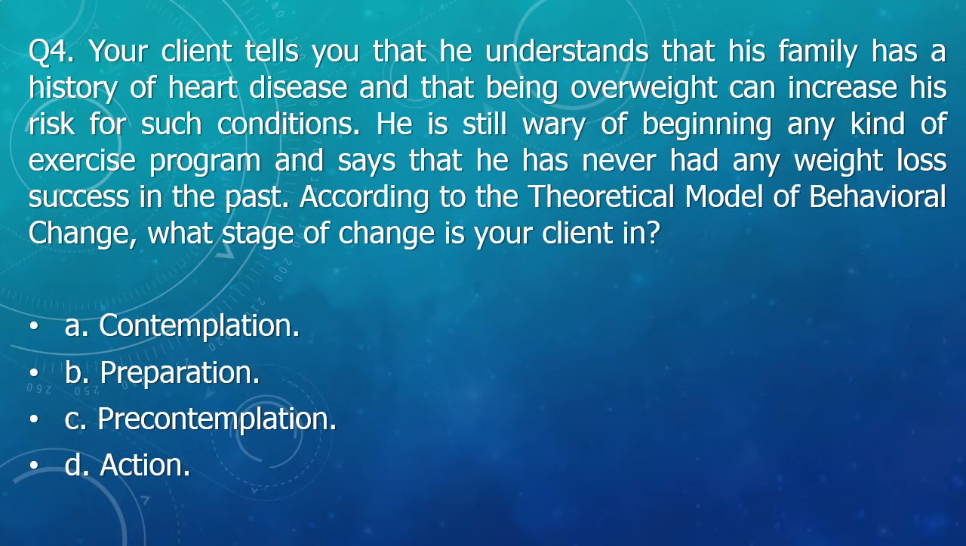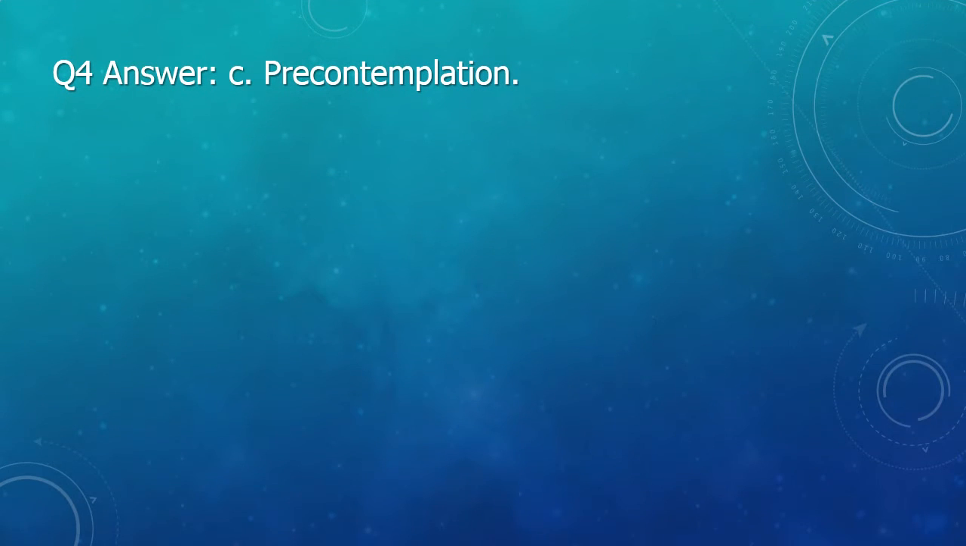Question 4. Your client tells you that he understands that his family has a history of heart disease and that being overweight can increase his risk for such conditions. He is still wary of beginning any kind of exercise program and says that he has never had any weight loss success in the past. According to the theoretical model of behavioral change, what stage of change is your client in? A. Contemplation. B. Preparation. C. Pre-contemplation. D. Action. Question 4 answer, C. Pre-contemplation.